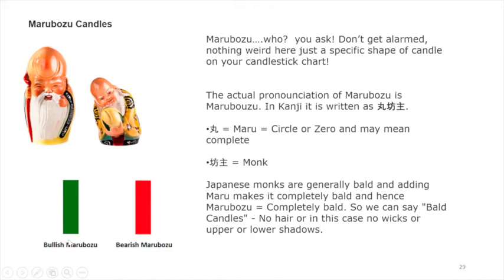This is called bullish Marubozu. This is called bearish Marubozu. So we can say bald candle, no hair. In this case, no wicks or upper and lower shadow. That is called Marubozu. We call it Marubozu, like a bulldozer. That's why it's a bullish bulldozer, and this is a bearish bulldozer. That means bulldozing everything, going bearish, and this is because there's no wick.